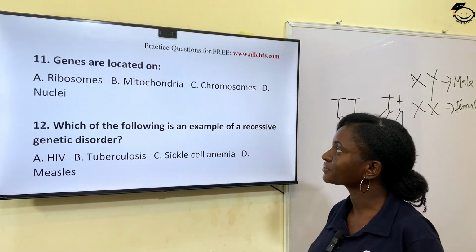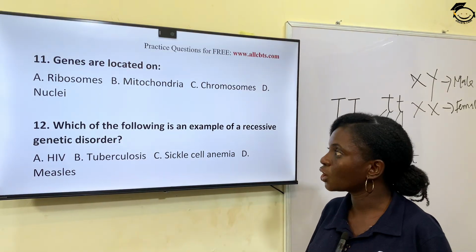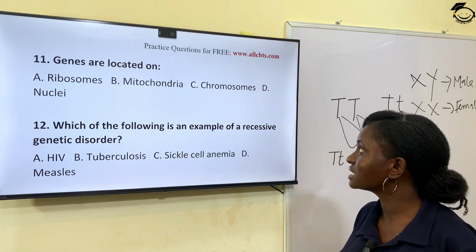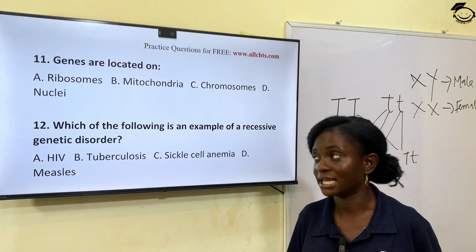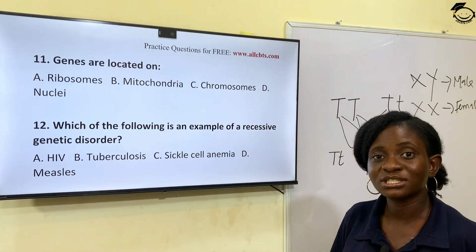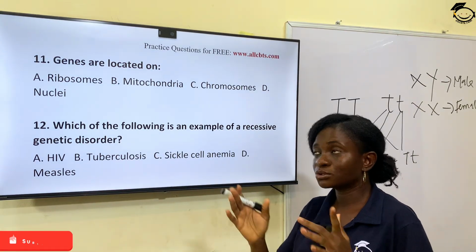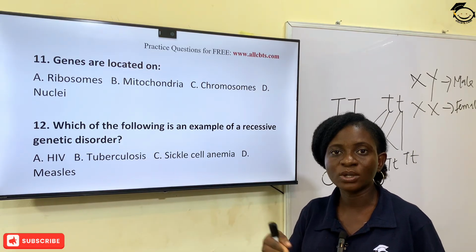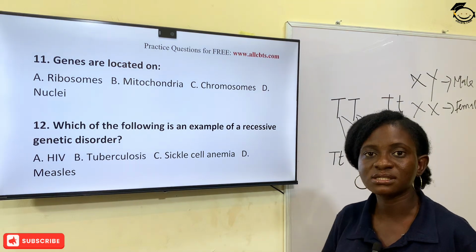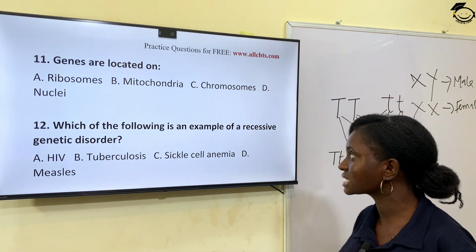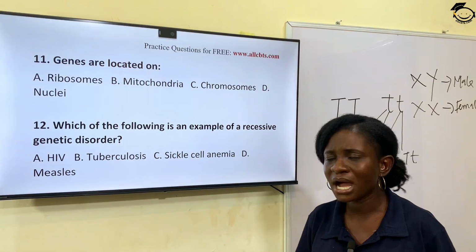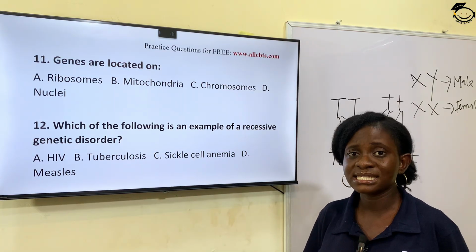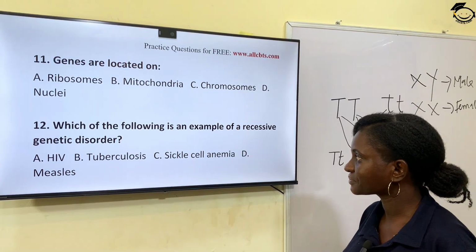Question 11. Genes are located on A, ribosomes, B, mitochondria, C, chromosomes, D, nuclei. During the course of the lecture, I showed you chromosomes, which are like a thread-like structure, and genes are located on chromosomes. It is not ribosomes, that's the site of protein synthesis, or mitochondria, the powerhouse. Option C, chromosome is the correct answer.